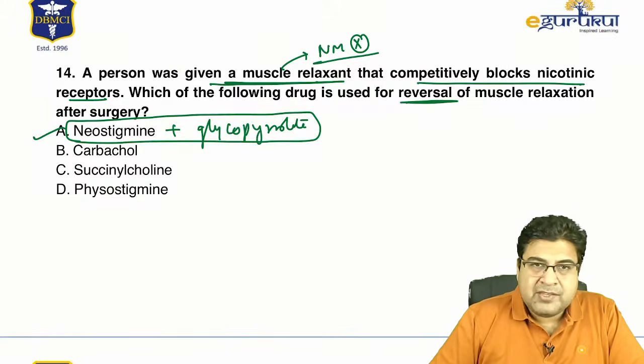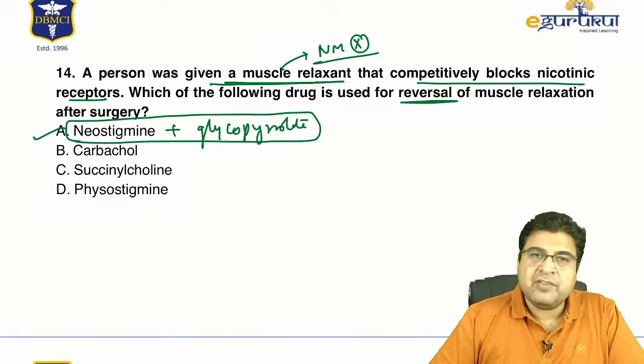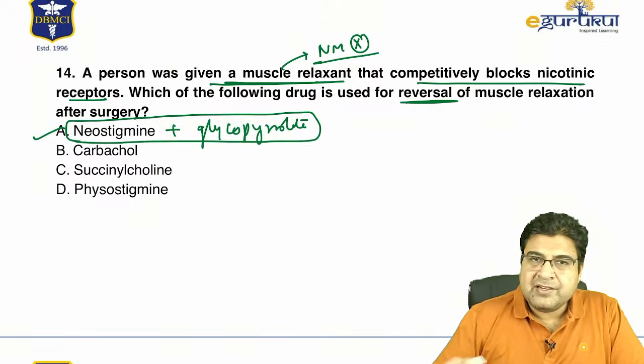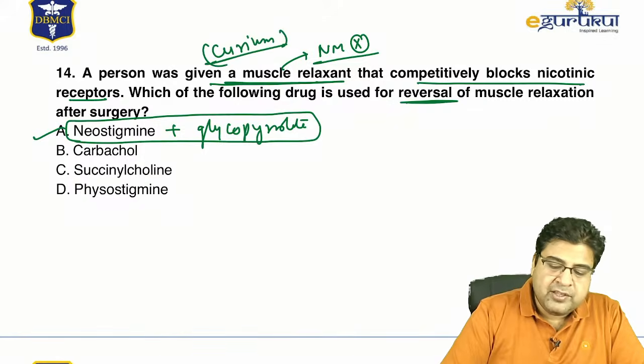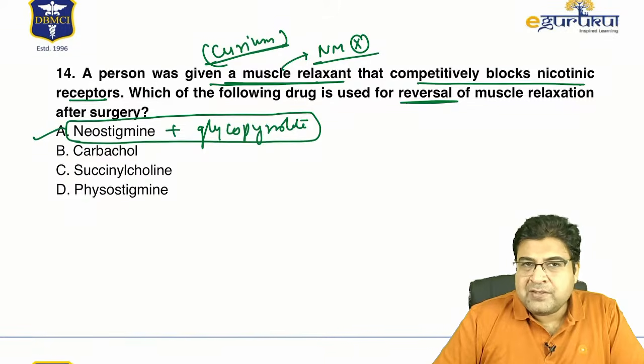This is given as the best combination for the reversal of the effect of skeletal muscle relaxants like the curiums and the curare. So the medicines will have the word curium or curare in their name. Neostigmine is the best antidote.